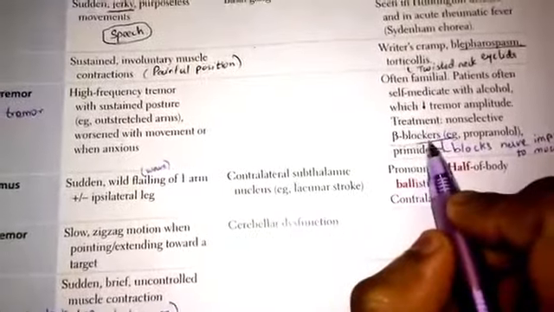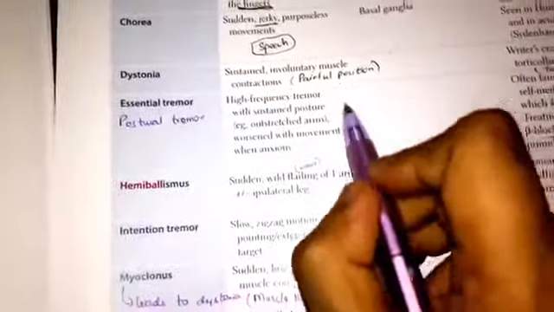Patients often self-medicate with alcohol because alcohol decreases the amplitude of this tremor. The main treatment is non-selective beta blockers. It blocks the nerve impulses to these muscles, the muscles that are causing the essential tremors.